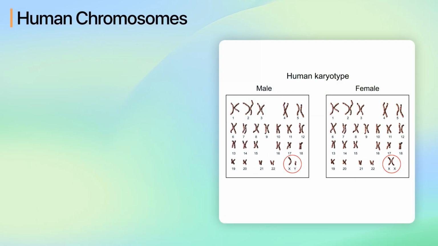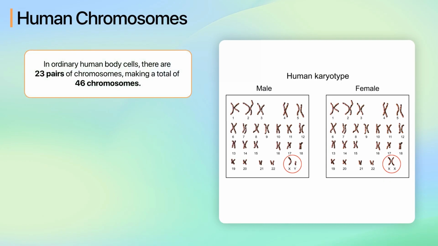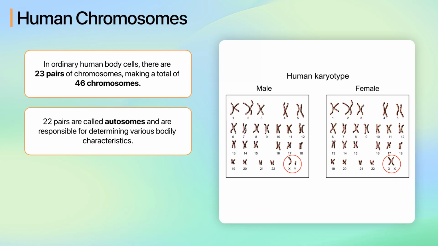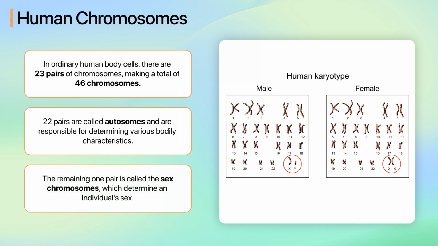To begin with, it's important to understand the basics of human genetics. In ordinary human body cells, there are 23 pairs of chromosomes, making a total of 46 chromosomes. Out of these, 22 pairs are called autosomes, and are responsible for determining various bodily characteristics. The remaining 1 pair is called the sex chromosomes, which determine an individual's sex.